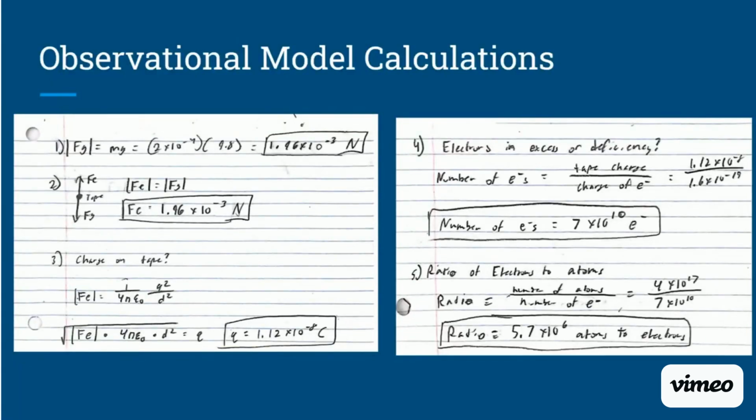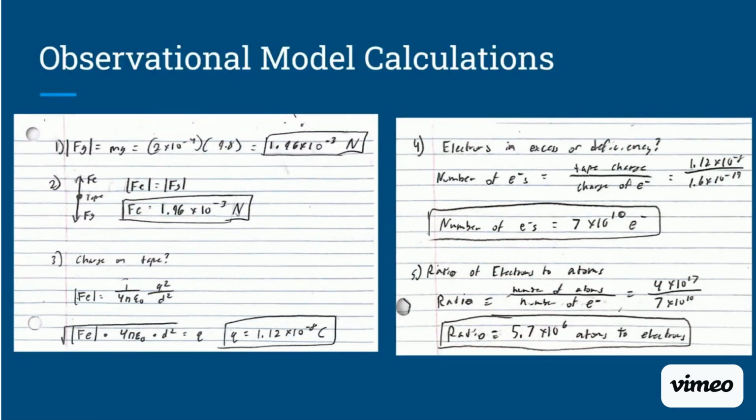Now, with all the information, we can calculate the charge of the tape, the number of excess electrons, and the ratio between the atoms and electrons in the tape. First, we can find the gravitational force on the tape by doing mass times acceleration, which gives us 1.96 times 10 to the negative 3. Then, since the tape was at rest while floating, the gravitational force must equal the electric force between the two tapes. So the electric force is 1.96 times 10 to the negative 3. Then we can solve for the charge in the electric force equation since we know everything else. And we found the charge to be 1.12 times 10 to the negative 8 coulombs.